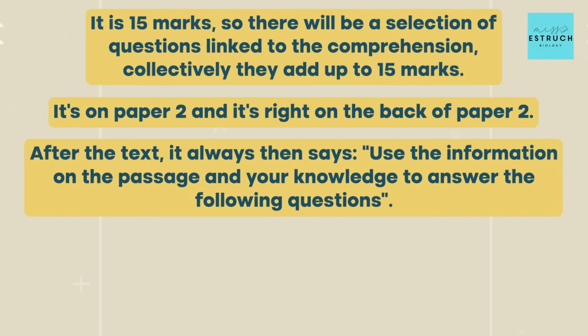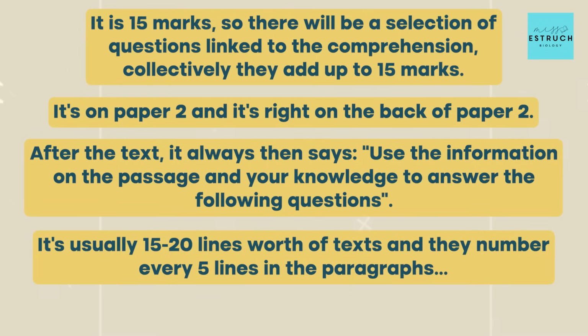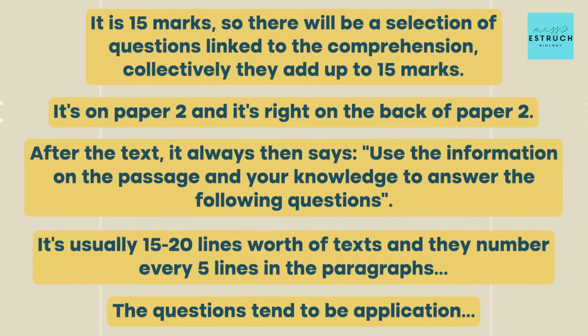After the text, it always then says, use the information in the passage and your knowledge to answer the following questions. So essentially, they are all application questions because you're having to use the text and your knowledge to be able to answer the questions. It's usually 15 to 20 lines worth of text, and they number every 5 lines in the paragraphs so that they can then direct you to which lines to look at specifically when you're answering each individual question. And then lastly, the questions tend to be application, but also I have seen maths questions come up linked to the comprehension as well. So those are the key facts.